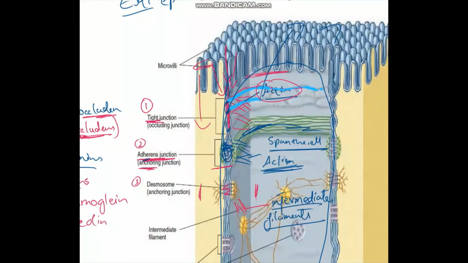And as you can see clearly, these also do not span the cell. Unlike over here in the adherence junction, these span the cell, but these do not span the cell. So these are the two differences: they contain intermediate filaments instead of actin filaments, and they do not span the cell, unlike the adherence junctions.